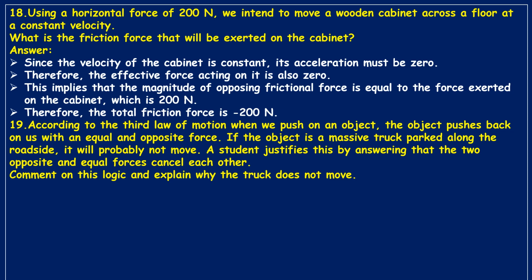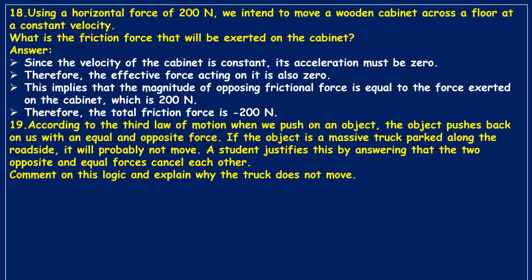If the object is a massive truck, a big truck whose weight is around 2000 kilograms or sometimes 3000 kilograms, which is parked along the roadside, it will probably not move, right? This is the situation. Now, a student justifies this by answering that the two opposite and equal forces cancel each other. By this, the student tries to explain the situation.